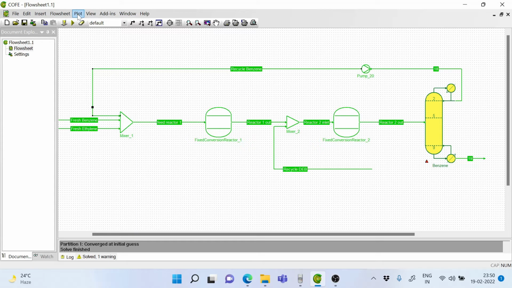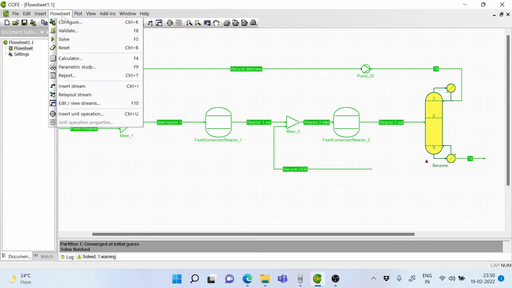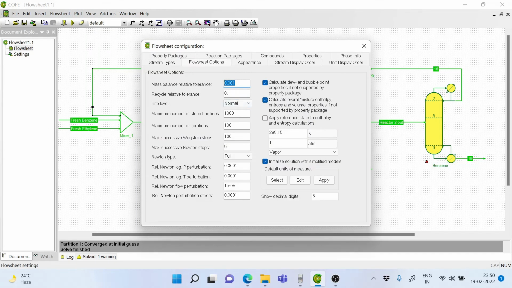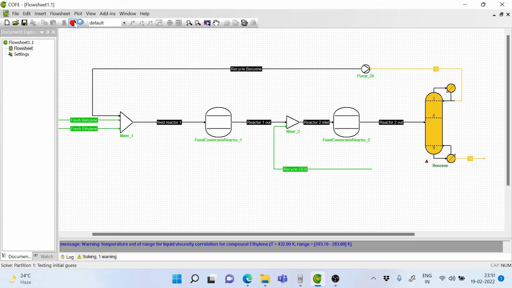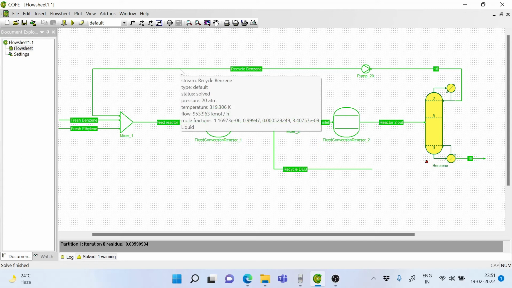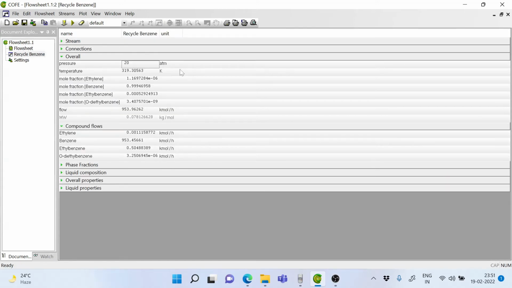Now what we can do is improve the tolerance. So we can go to flow sheet, go to configure and increase the tolerance. Now let's again perform the simulation. So this will take more time because now the tolerances have been increased. So it has converged. Now let us have a look at what the values are.